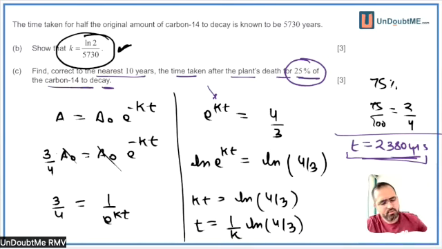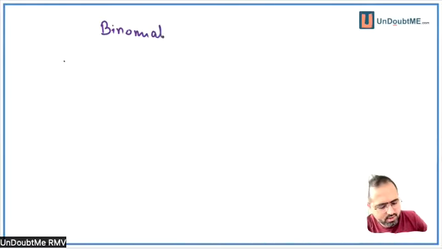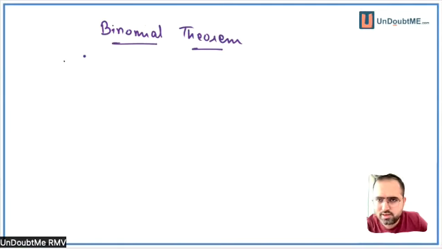Fine. Let's move on to our next topic. We have to rush now to finish it off fast. Our next topic is binomial theorem. In binomial theorem, the concept of Pascal's triangle is obsolete. Okay. Why am I saying that?